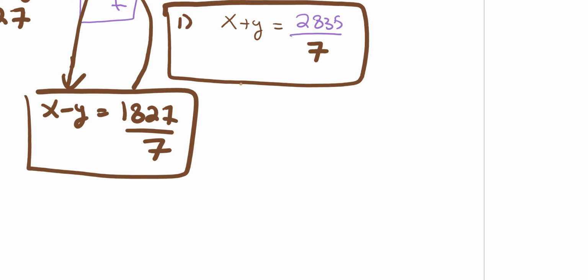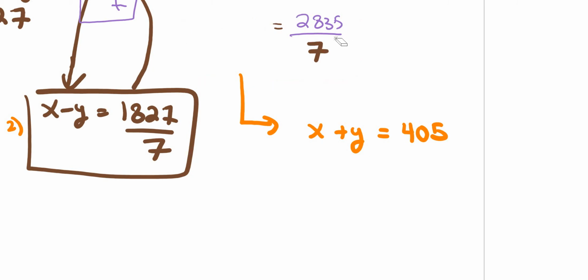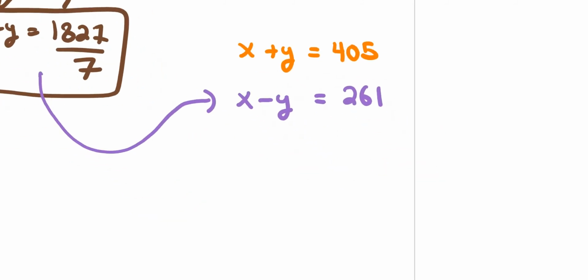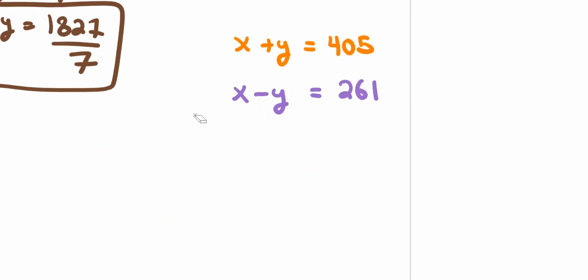I do apologize for the sloppy writing, so I'll do my very best to clean it up over here. For my first equation, I have x plus y, and I would go ahead and do this in your calculator, but 2,835 divided by 7 is going to be 405. So there you go. This equation is now officially done. And using equation number 2, x minus y equals 1,827 divided by 7, which is going to be 261. And there you go. Here's a much cleaner system of equations where I can solve.